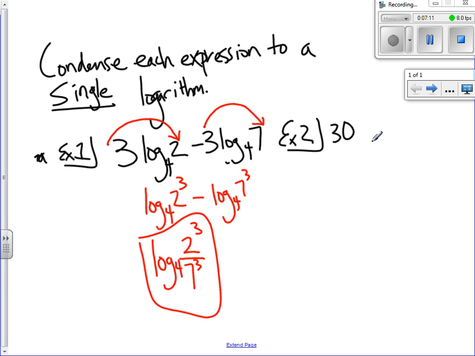It's 30 log base 7 of 8, plus 5 log base 7 of 3. Pause the video, try to work that out. Hit play and check your answer.